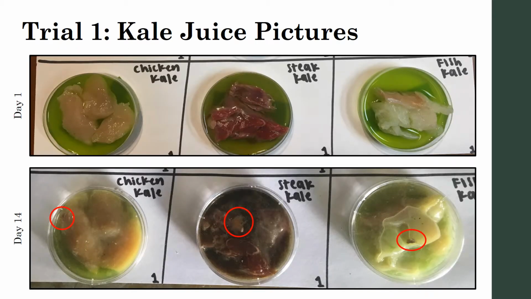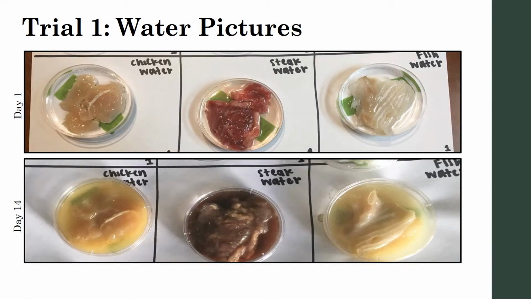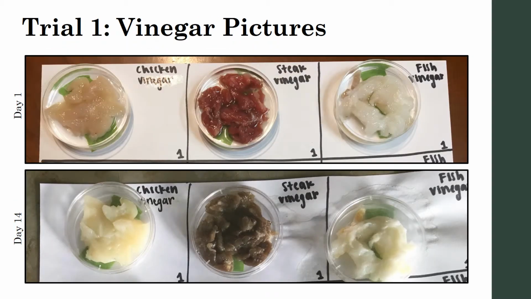These pictures highlight the bacteria growth from day 1 to day 14 of the first trial for the kale group, with the growth spots highlighted. As you can see, each meat expanded in size and they all smelled pungent and disgusting by the end. These pictures show small but present bacteria growth on meats placed in water. These pictures show no bacterial growth on any of the meats placed in vinegar.